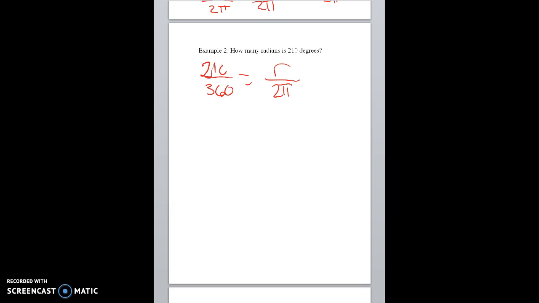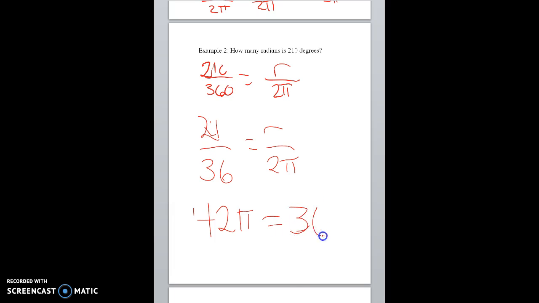Anyway, so you have this proportion. 210 degrees over 360 equals r for radians over 2 pi. We can simplify the left-hand side. 21 over 36 equals r over 2 pi. You can then cross multiply. You get 42 pi equals 36r. And then to solve for r, you just divide both sides by 36.